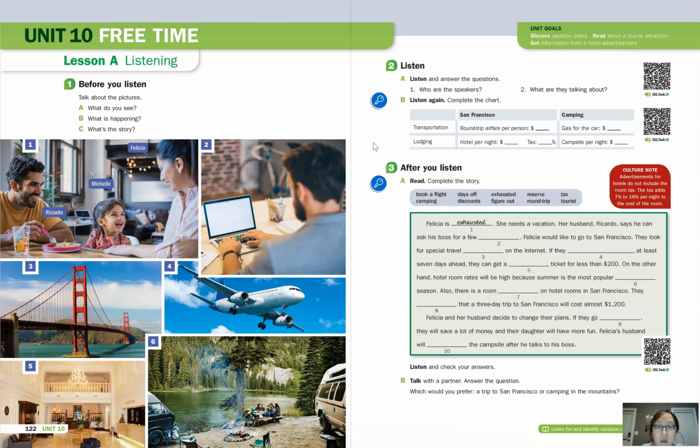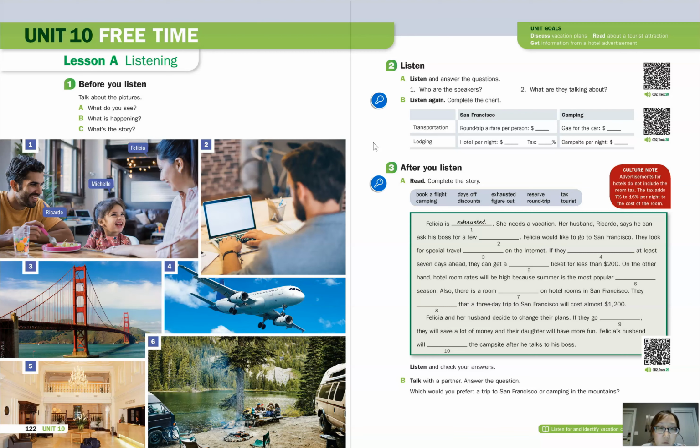And then number 2, what are they talking about? Okay, so you can say they are talking about a family vacation. Or you can say they are talking about taking a family vacation. Or they are planning a family vacation. So there are several options.